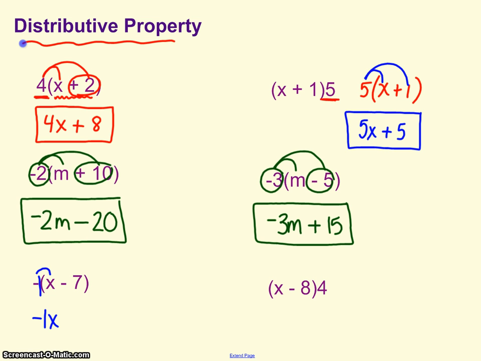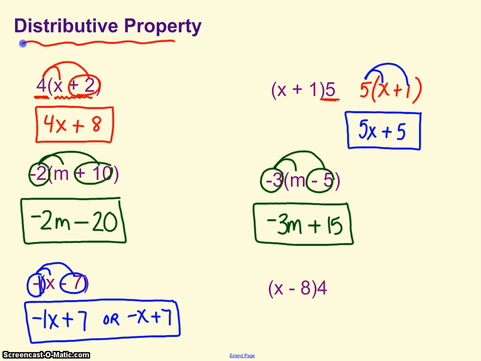Now we're going to distribute to the second term, being very careful not to mess this one up, because that's the one people usually mess up. So this is a negative 1 times a negative 7. Negative times negative is positive, and 1 times 7 is 7. So you could have a negative 1x plus 7, or if you prefer just the negative x, you just want to make sure you have that plus 7. Either of those answers work. They are the exact same thing.